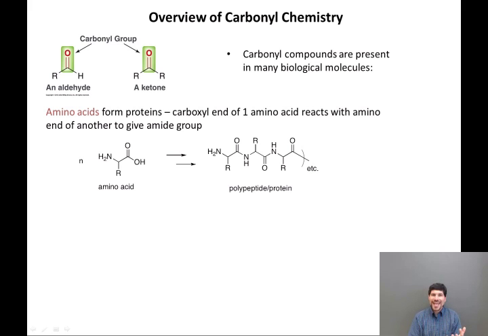Free carboxylic acids also show up on the side chains of two of the naturally occurring amino acids, aspartic acid and glutamic acid.